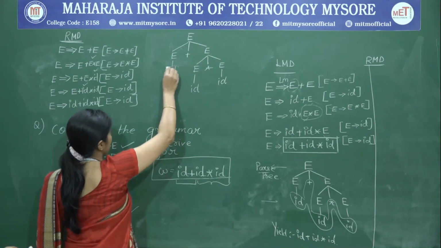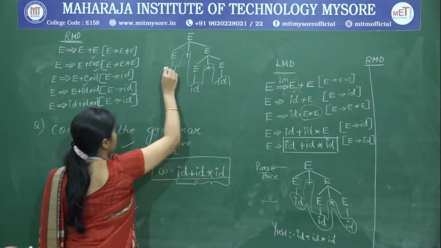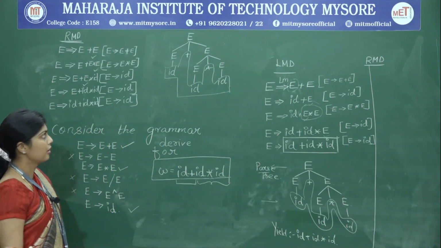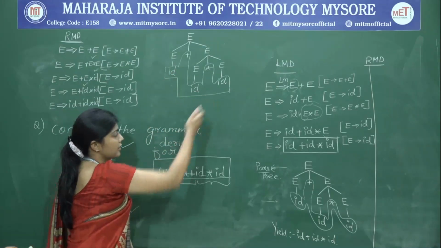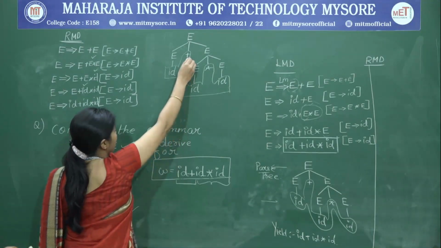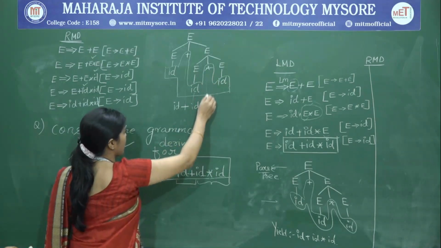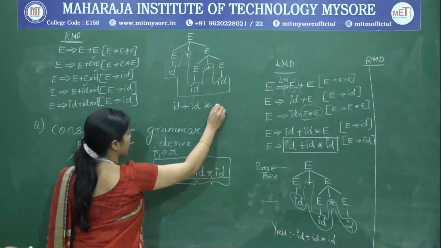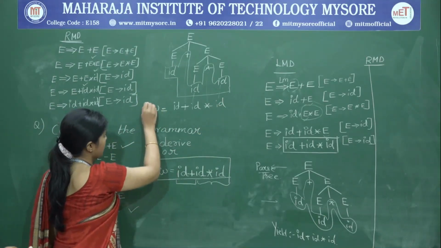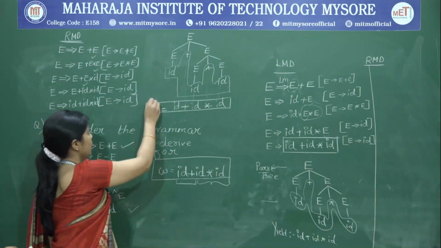And we will see what is the yield of the tree. The yield of the tree is nothing but every terminal read from left to right. So we will go on reading all the terminals, that is the leaf nodes, from left to right. ID is the first thing that we read. From here we read plus, from here we read ID, from here we read star, and from here we read ID. So it is the same W that we have derived from the derivation, and also the yield of the tree.